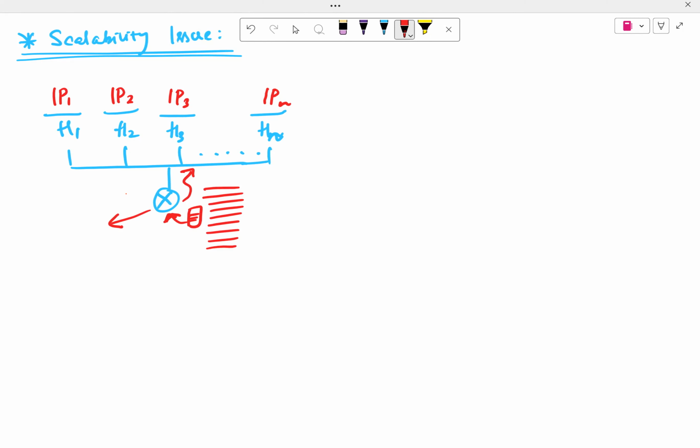To solve this issue, people came up with the interesting idea of standardizing the way we write IP addresses. There are two ways of allocating IP addresses. One is classful addressing, and the second is classless interdomain routing. First we'll do classful addressing.